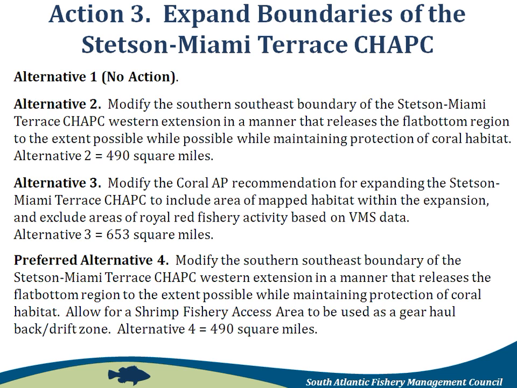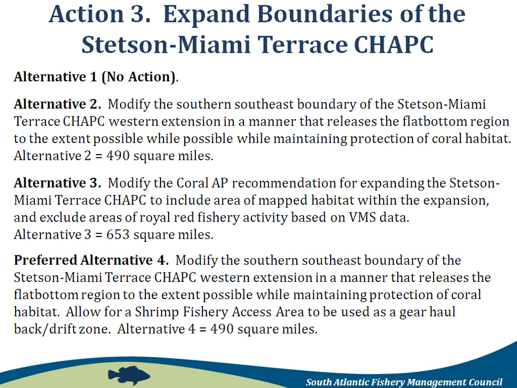Alternative 3 modifies the Coral AP's original recommendation that was taken out for public scoping. So this alternative includes the area of mapped habitat and excludes areas of royal red fishery activity based on the VMS data. So this alternative would add 653 square miles to the existing Coral HAPC.